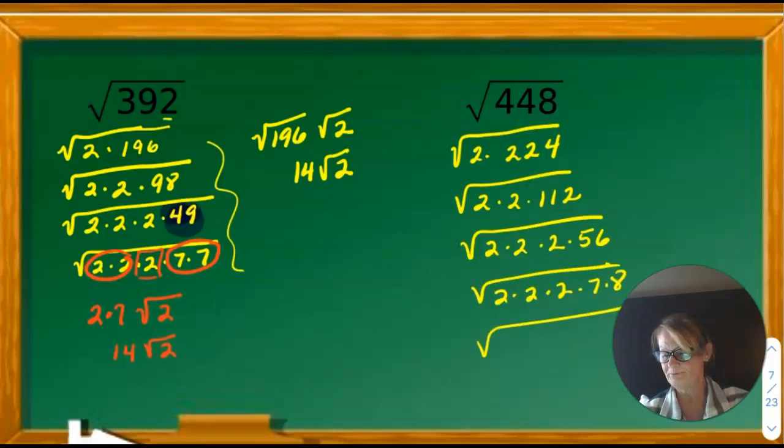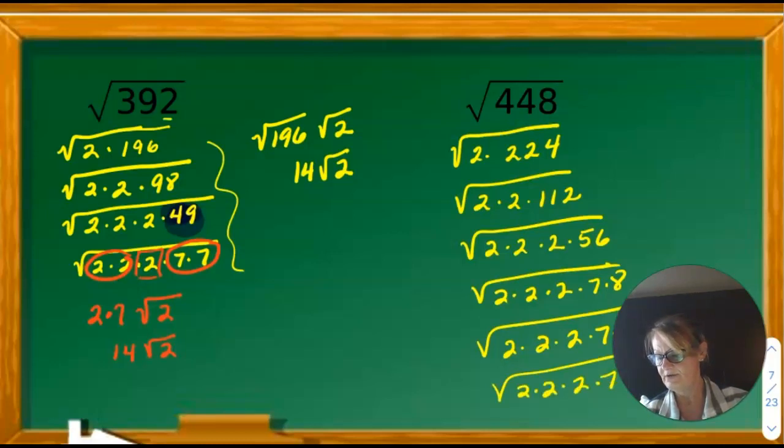I'm going to keep going. And 8 is 2 and 4. And then, again, 2, and then 2, and 2. Okay? Now, what you might want to do on this one is to rearrange and put all your 2's together. So I have 1, 2, 3, 4, 5, 6, and then the 7.